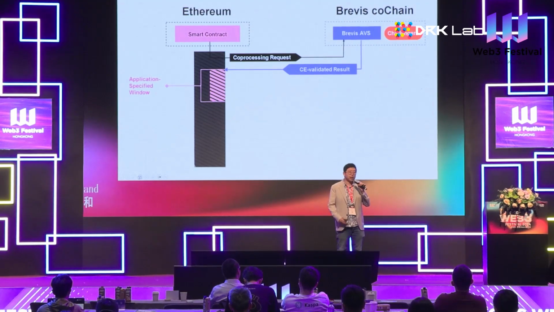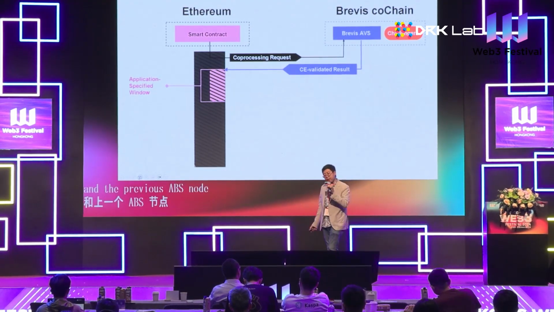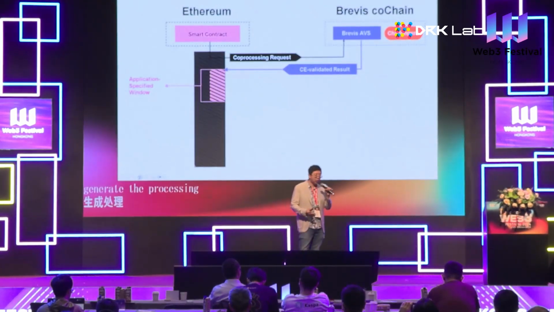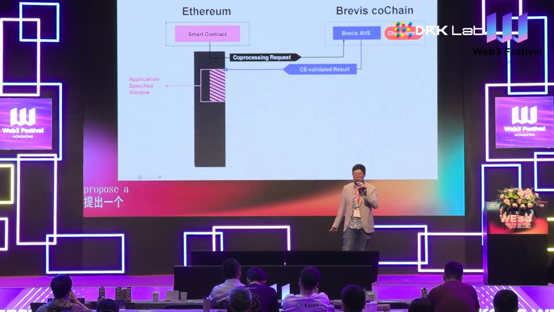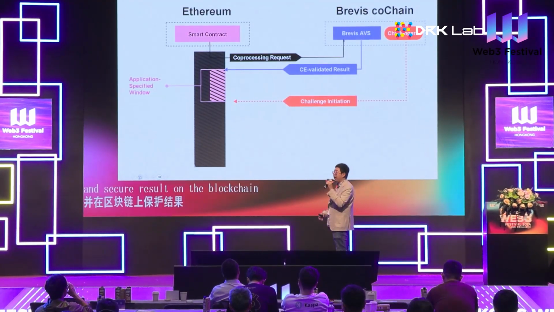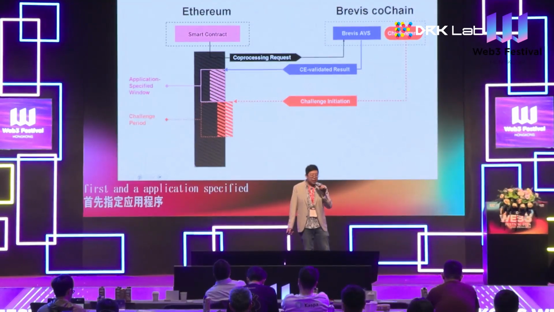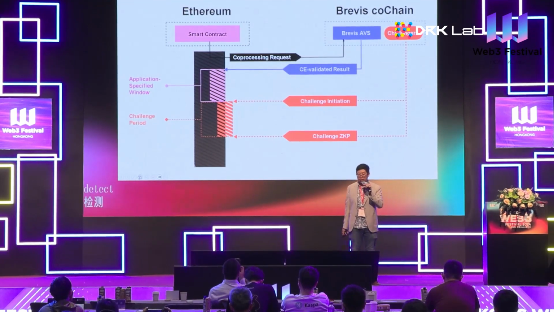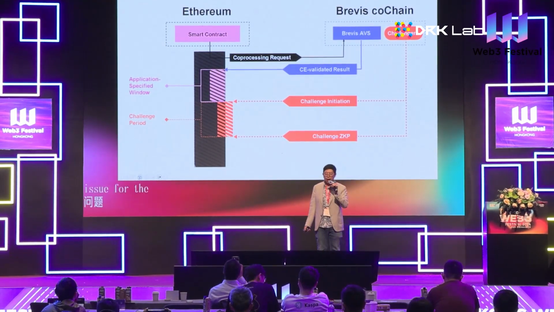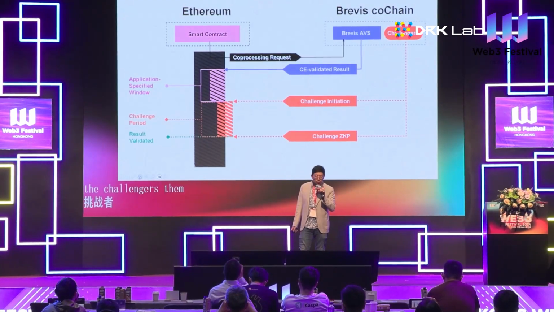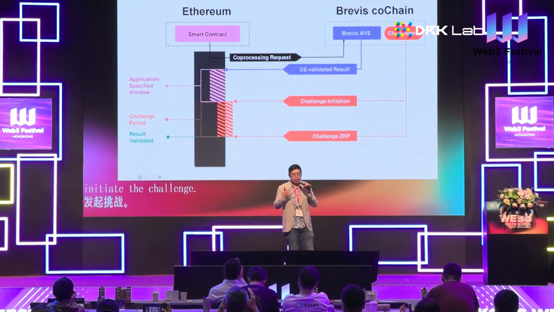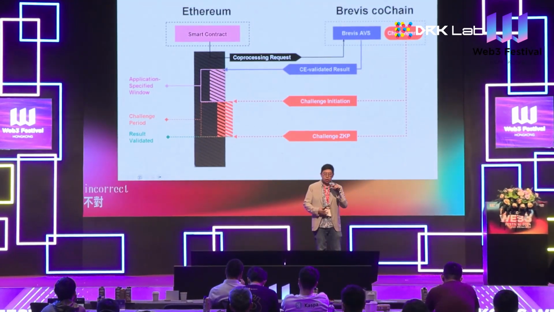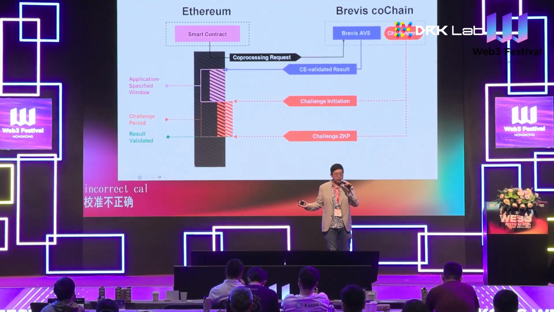And an application-specified challenge window will start. In this case, if the application does detect a fraud or an issue with the co-processing request, the challengers themselves can initiate the challenge and submit a ZK proof during that challenge period to revert the incorrect assumptions and incorrect calculation result. This way, we combine the capability of crypto economic security with ZK fraud proofs to build a system with a broader trade-off space.